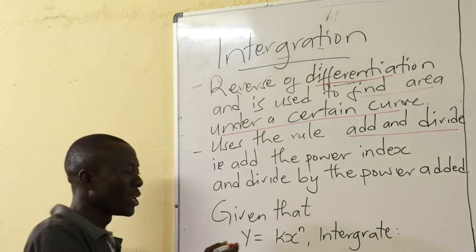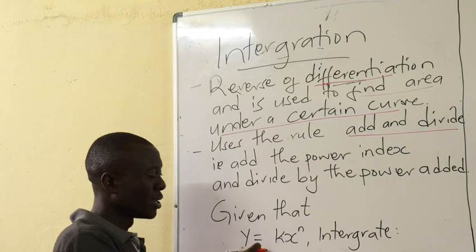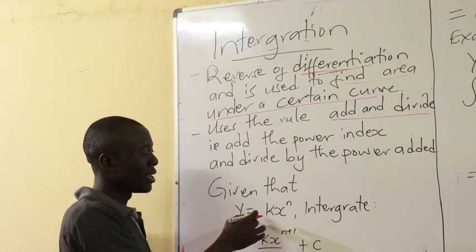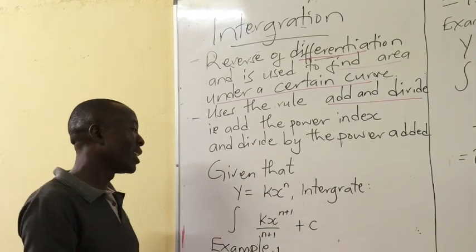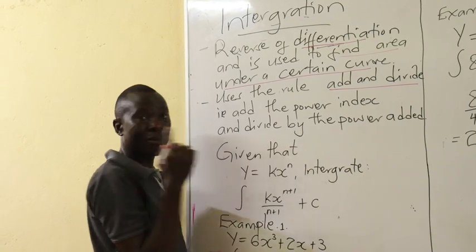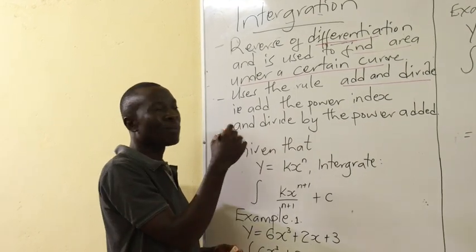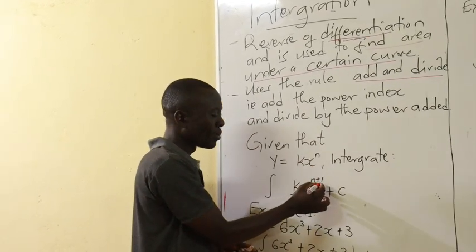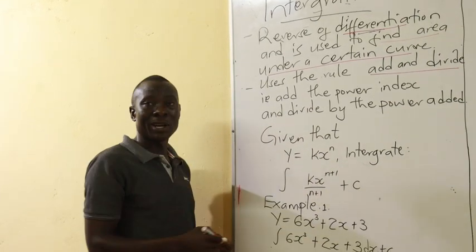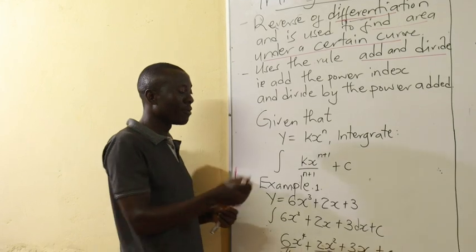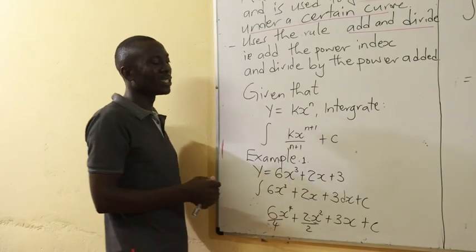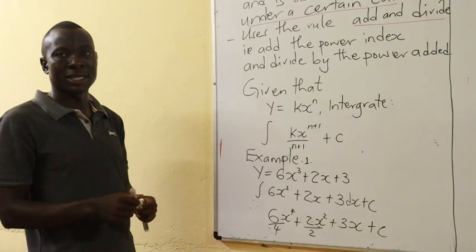For example, given that y, which is a function, is kx raised to n, where n is the power and k is the coefficient of x, then what we do is add 1 to the power, as I've indicated, and then divide by that particular answer, which now becomes n plus 1, as I've shown. We also have to show the integral sign to show that we are integrating this particular function, and then we'll also have a constant, which is represented by our letter C.